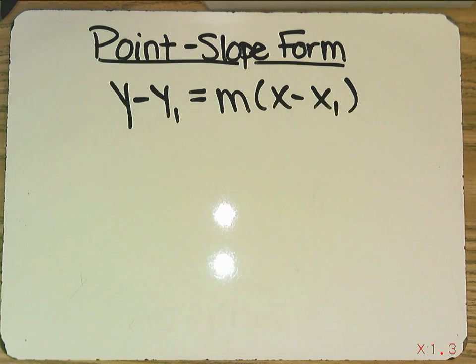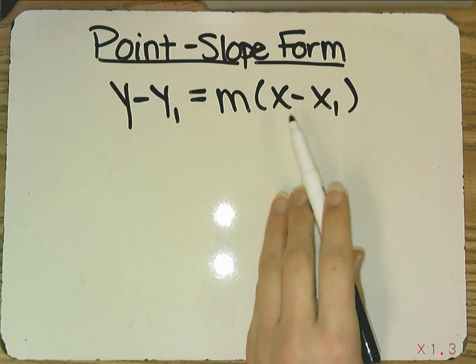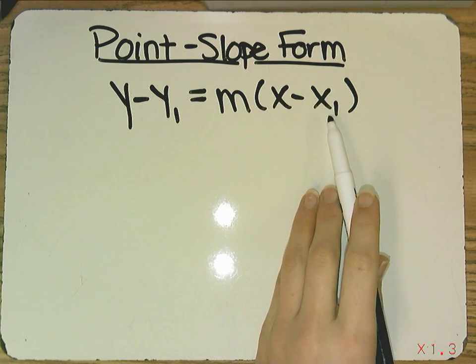We're going to explore a special type of linear equation called point-slope form. We're going to look at what it is and also how to graph a line if we are given an equation in point-slope form. So this is what point-slope form looks like. It's y minus y1 equals m times x minus x1.